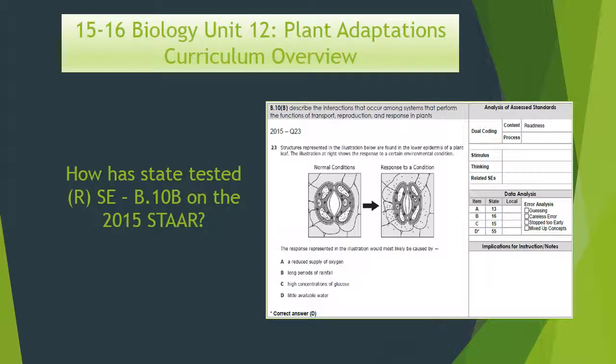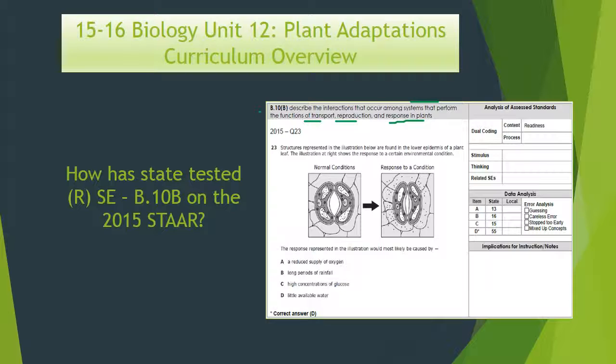Now for B10B readiness standard, there will be 3 different questions, one from each year, 2015, 14, and 13. And each one of these questions is assessing different parts of the SE. So the SE reads, B10B, describe the interactions that occur among systems that perform the functions of transport, reproduction, and response in plants.